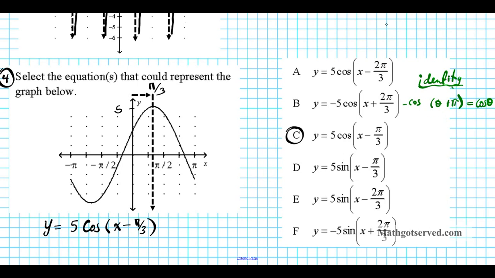Alright? So let me just show you what I'm talking about real quick. If you have, let's say, a cosine function, something like this, and you reflect it, it goes like that. Then when you shift it pi units to the left, you end up with what you started with.